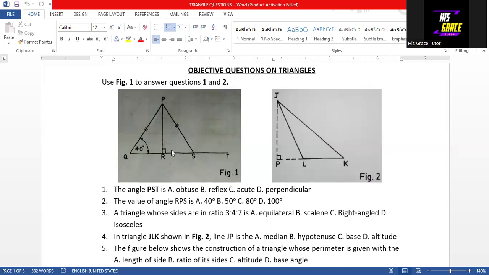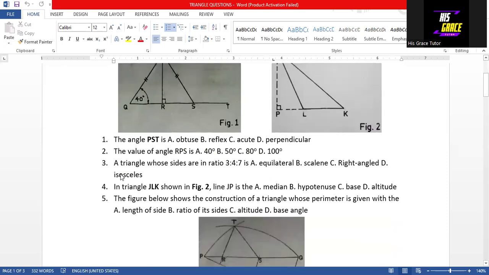Then I also said in one of the videos that the sum of angles in a right angle triangle is 90 degrees. So look at this triangle, PRS is a right angle triangle. So if this angle is 40 degrees, the angle here will be 50 degrees. So for question 2, angle RPS is 50 degrees. That is option B is the answer to this question.